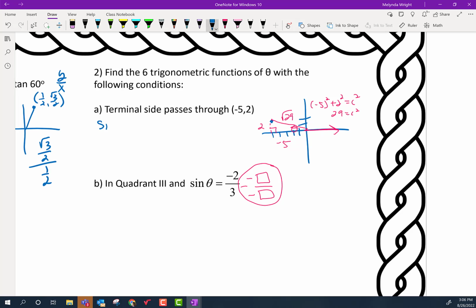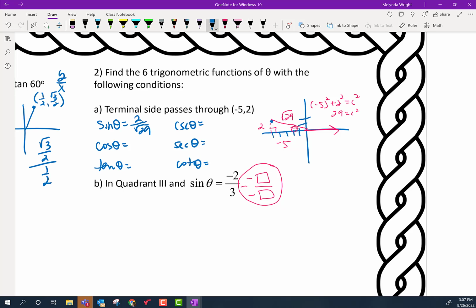So I'm going to write out sine theta, and right next to it I'm going to write cosecant, its reciprocal, just to make my life easier. And then I'm going to write cosine theta, and then secant theta. Then I'm going to write tangent theta, and then cotangent theta. Okay, so we just need to read the SOHCAHTOA off the triangle. So sine is opposite over hypotenuse, so 2 over root 29.